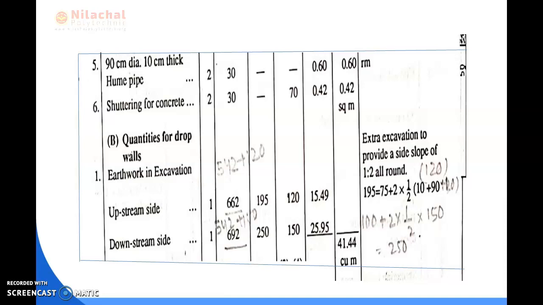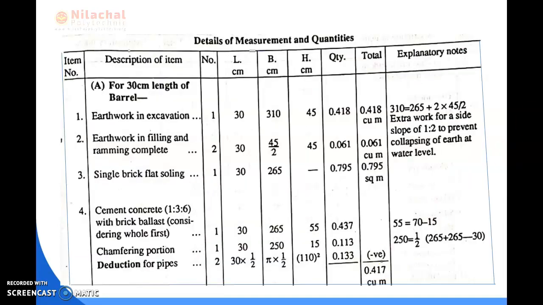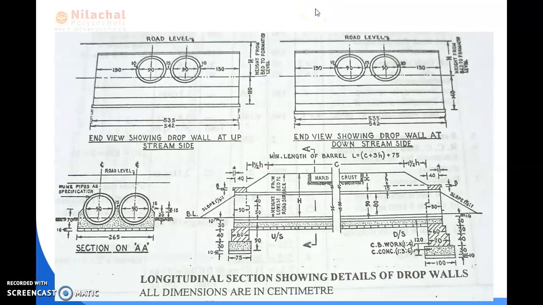So here, two drop wells are given. The first one is the upstream side drop well. The second one is the downstream side drop well. The diagram of the drop well is provided in the longitudinal section, showing details of the drop well at upstream side and downstream side. In the longitudinal section, we can find the breadth and height, and the end view shows the drop well at upstream side and downstream side. We find the length and height also. The details are provided in the longitudinal section and end view.